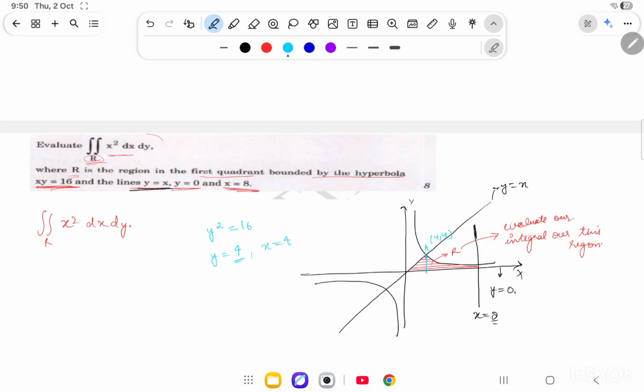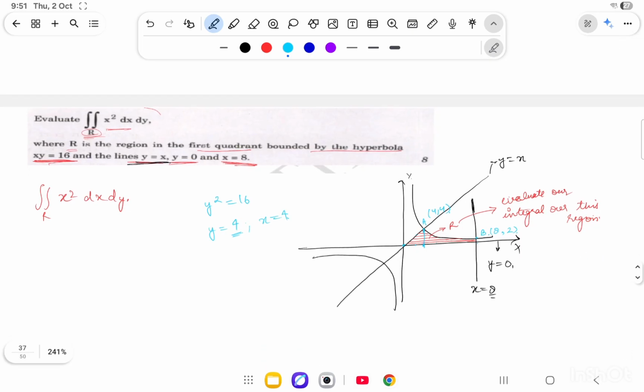So if you observe, up till point A, our x is varying from 0 to 4 and our y is varying from 0 to x. Likewise, post point A, up till this point, let's say B, which is 8, 2, our x is varying from 4 to 8 and y is varying from 0 to 16 by x. So let's plug in the limits and see the value of the shaded region.